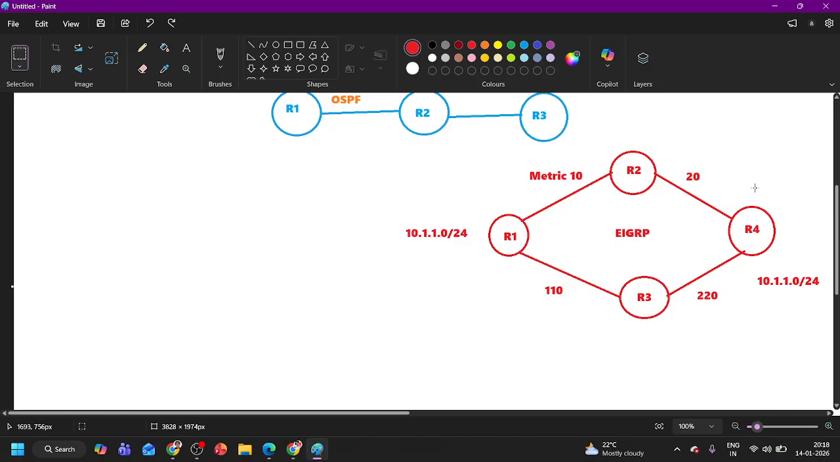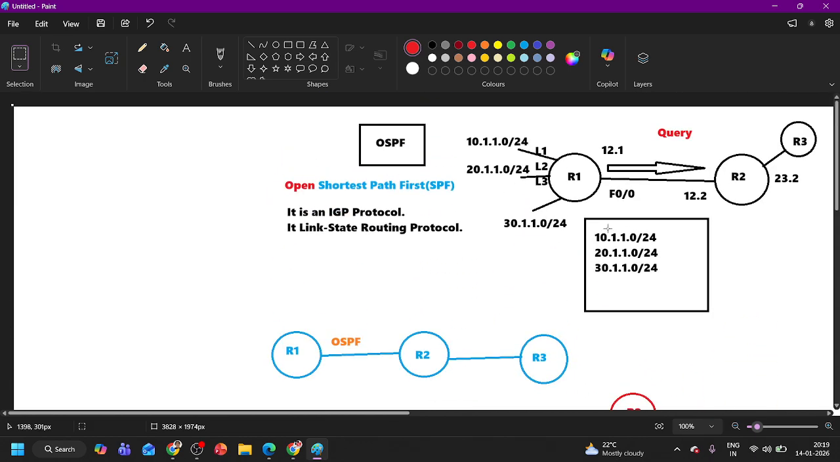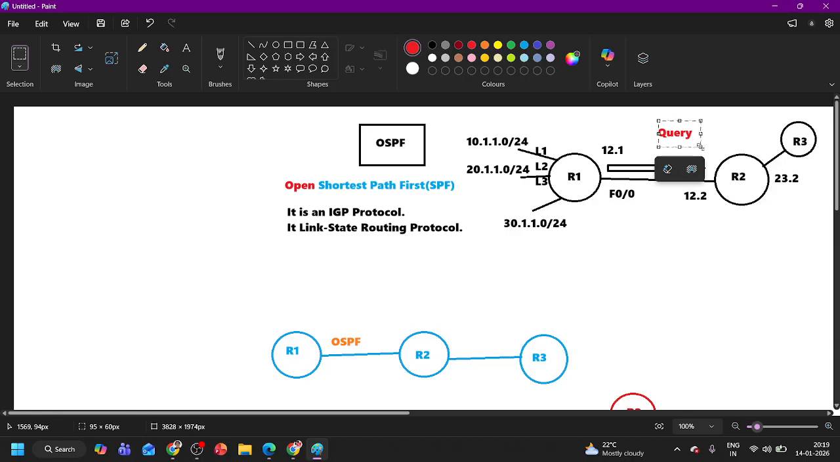So in link state, router 4 will know the entire topology. Link state routing protocol knows the entire topology. Even by looking into the database of R1, you can design this entire topology. I will show you that also in today's class, how you can design the entire topology just by looking into the database of any one router. So link state routing protocol means a router is going to maintain a database where it will store the state of links.